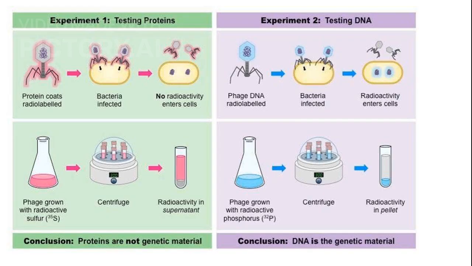In the first experiment, they tested proteins and found that bacteria infected with protein-labeled viruses did not show radioactivity inside the cells. In the second experiment, they tested DNA and found that bacteria infected with DNA-labeled viruses showed radioactivity inside the cells. This concluded that DNA is the genetic material.